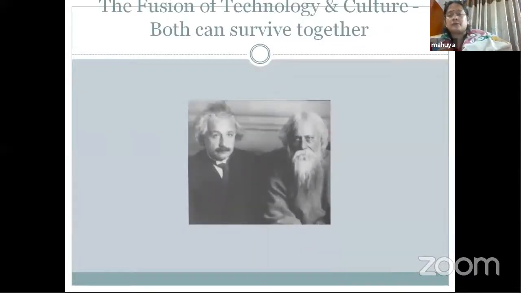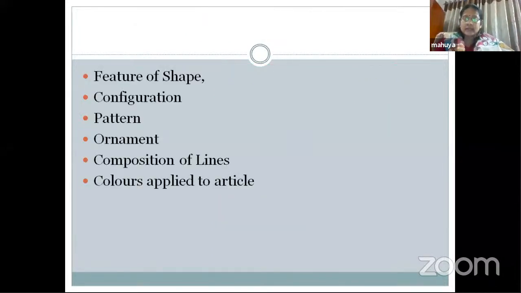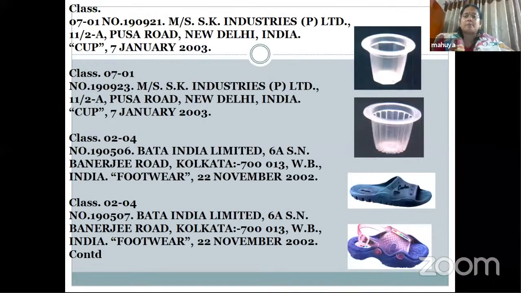So technology, innovation and literature can both survive together. Now I'm coming to another important intellectual property right. It is called industrial design, a mechanism for the protection of outward features. What is that? It's the feature of shape, configuration, pattern.